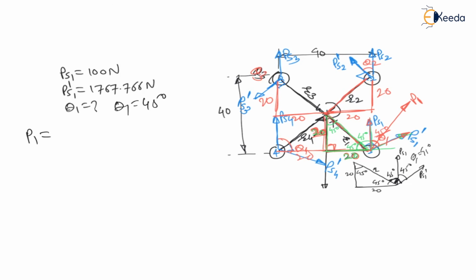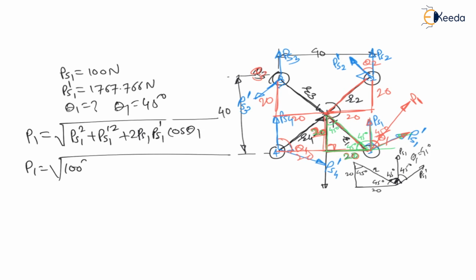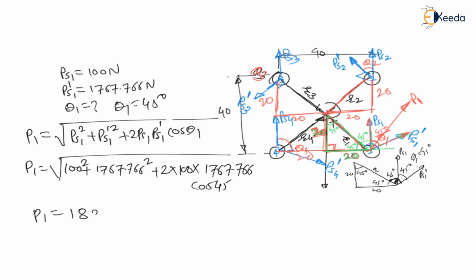Therefore, the resultant load on bolt 1 is P1 is equal to under root of PS1 square plus PS1 dash square plus twice PS1 PS1 dash cos theta 1. Therefore put the values. P1 is equal to under root of PS1 is 100 square plus PS1 dash is 1767.766 square plus twice into 100 into 1767.766 cos 45. Therefore P1 you will find equal to 1839.83 Newton, and this is your answer.